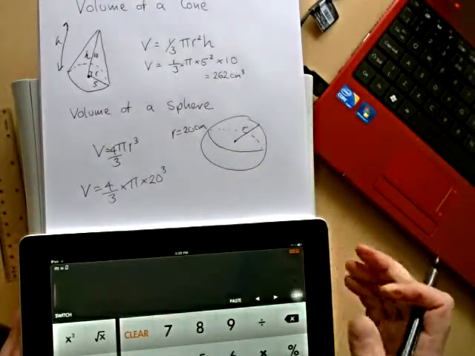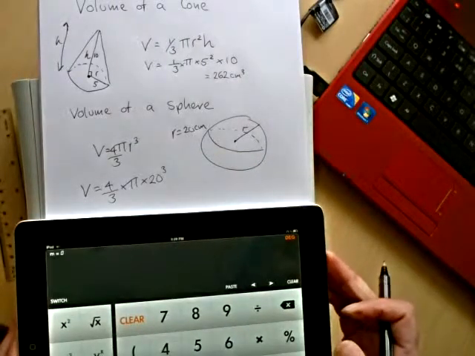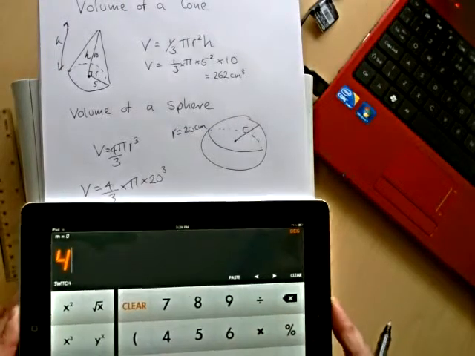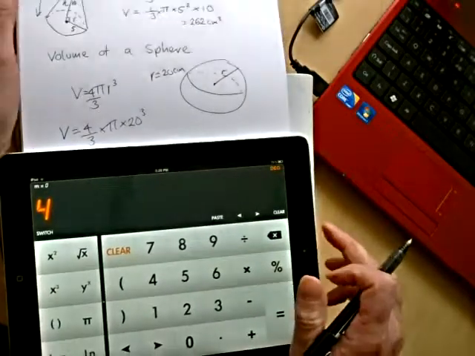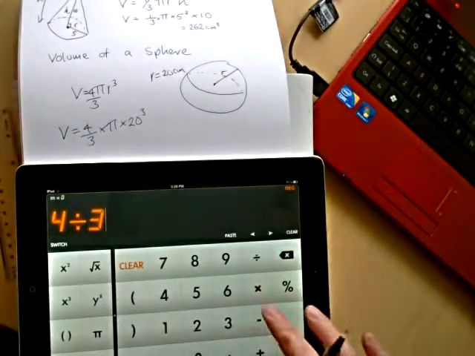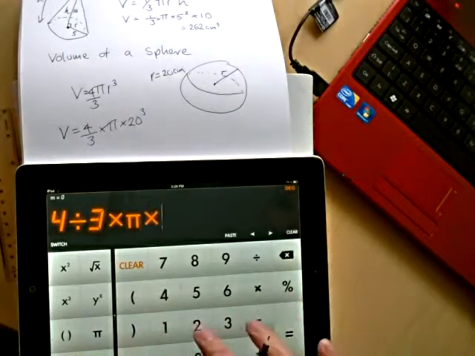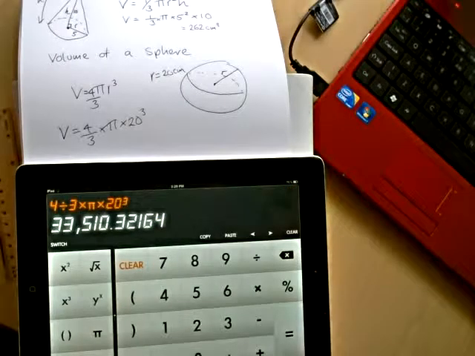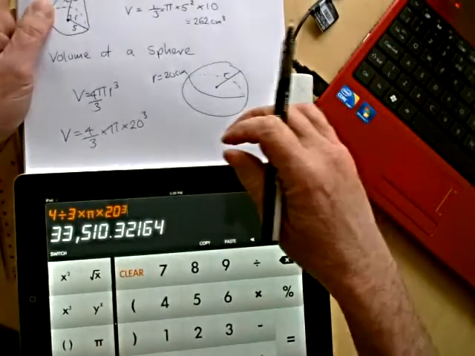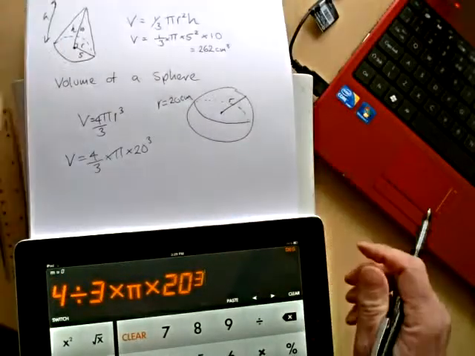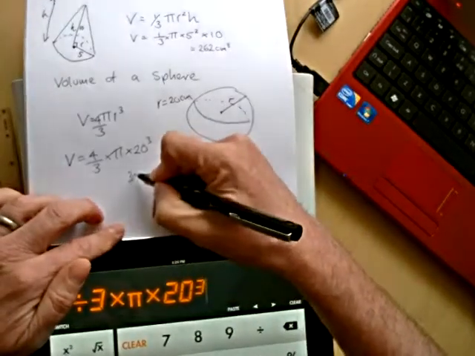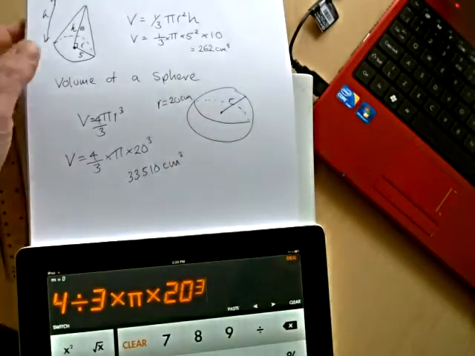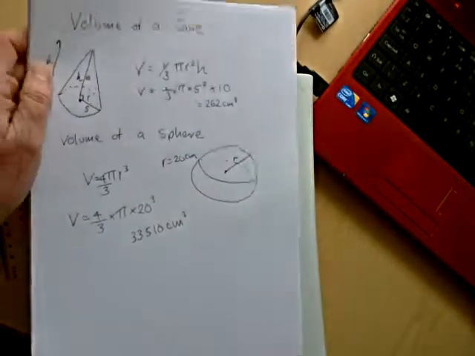Now again, most calculators will have the cube button on them, so do familiarise yourself with that. You can see in the display what I'm typing in. So 4 divided by 3 times pi times 20 cubed. Notice the 3 there, and equals. So we've got 33,510. I'll write that down, 33,510 centimetres cubed.